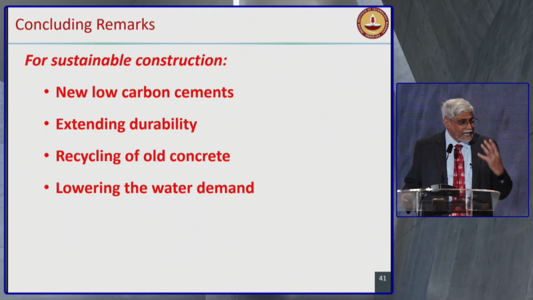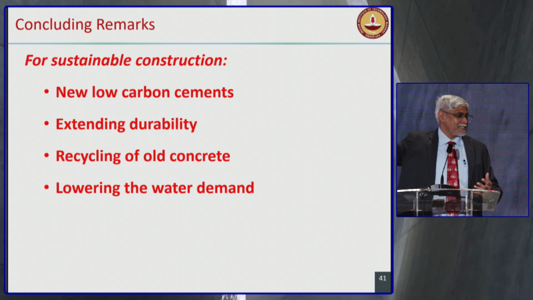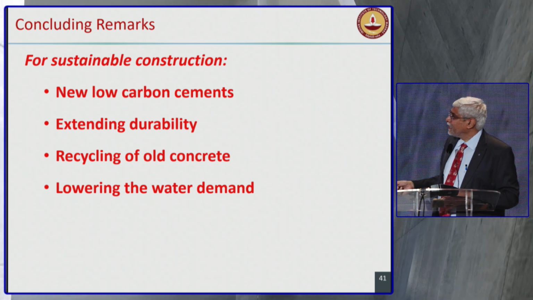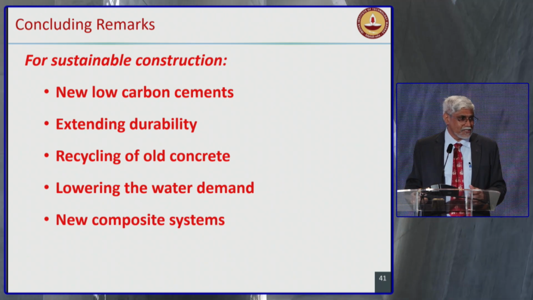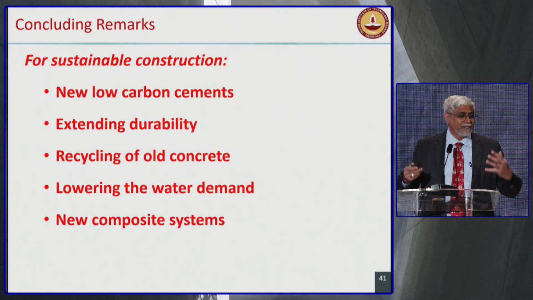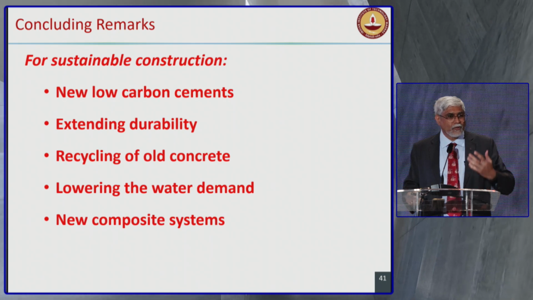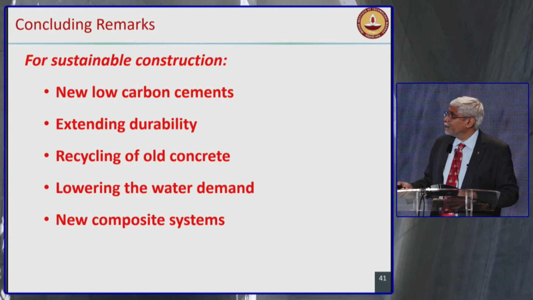So we have to lower the water demand. We cannot come up with technologies that require twice as much water. It will not work. It is not sustainable. New systems. We have to look at new reinforcement, new composite systems. So this, in my opinion, will really change and go along the lines of what FIB is doing, what IBRACON is doing, and all of us together can do.